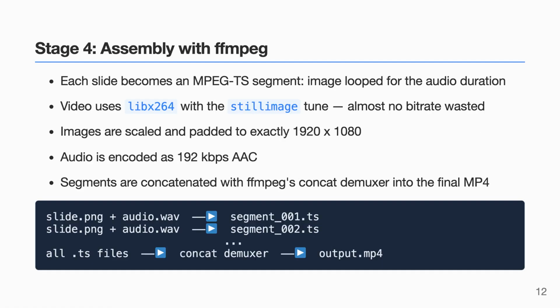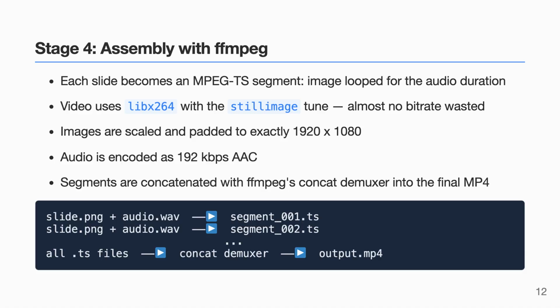Last stage. Each slide becomes an MPEG transport stream segment. The PNG loops as video frames for the duration of that slide's audio. We use x264 with the stillimage tuning flag, so the encoder figures out that every frame is identical and the bitrate drops to almost nothing. Images get scaled and padded to 1920 by 1080. Audio is encoded as 192 kilobits per second AAC.